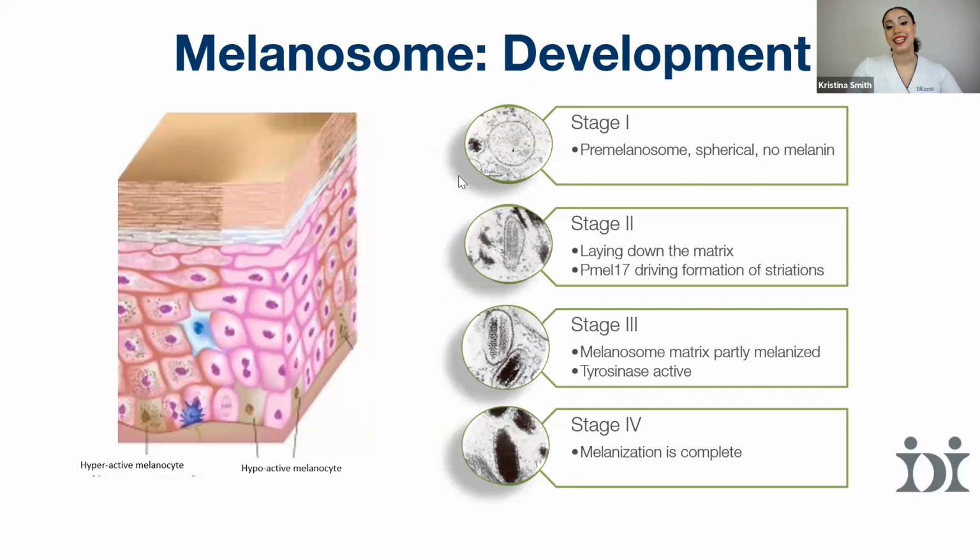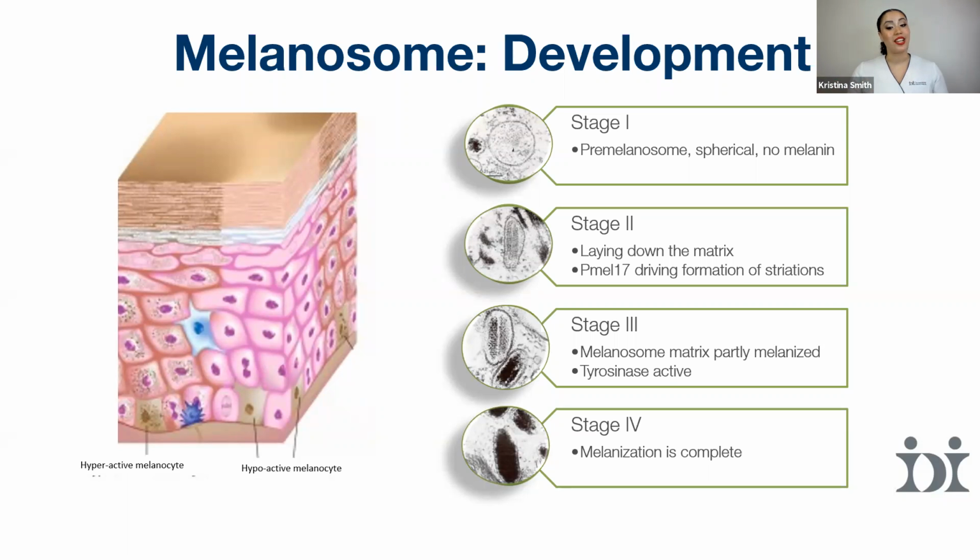Then they get to stage 2, and this is starting to lay down the matrix. I like to think of this as laying down the floorboards, which creates striations in the melanosome, like laying floorboards down in that empty house we just built. There's still no melanin yet, but the proteins present in that empty melanosome are starting to reinforce the structure, building those striations. Still no melanin so far. We built the framing of the house, we laid the floorboards down. So now we have this beautiful empty house.